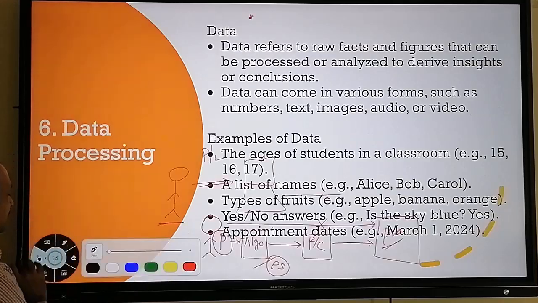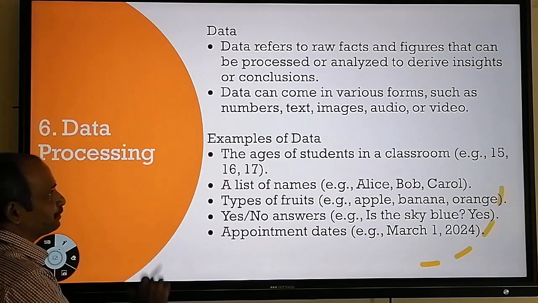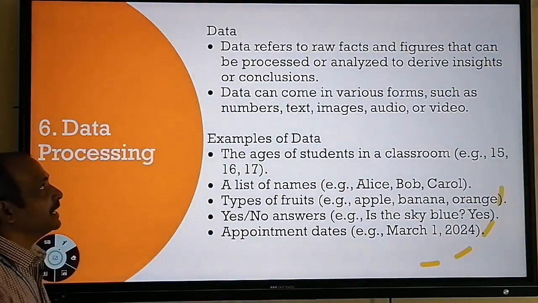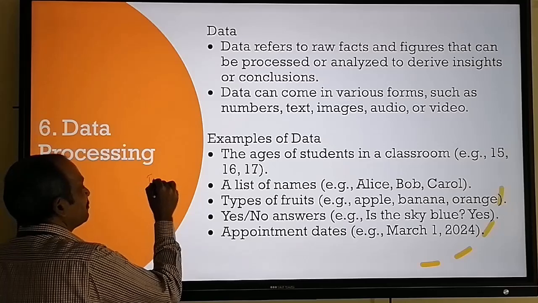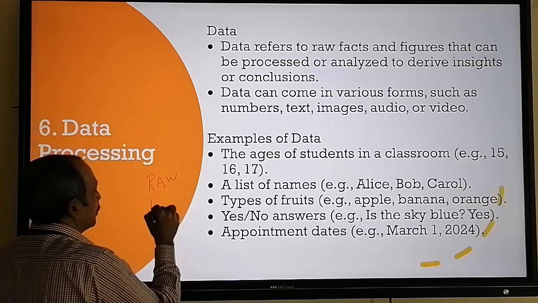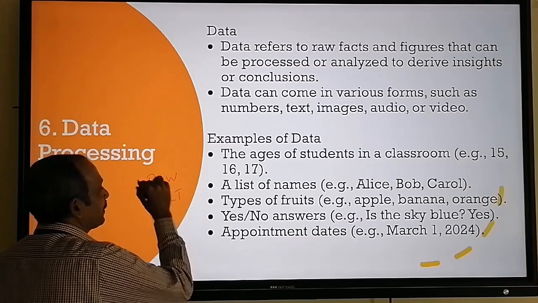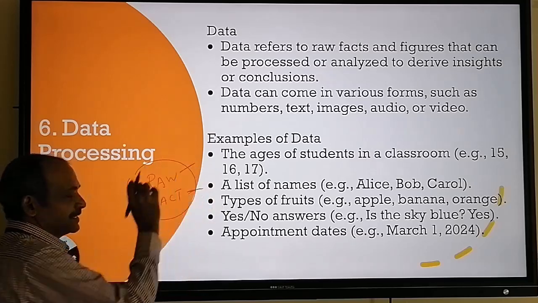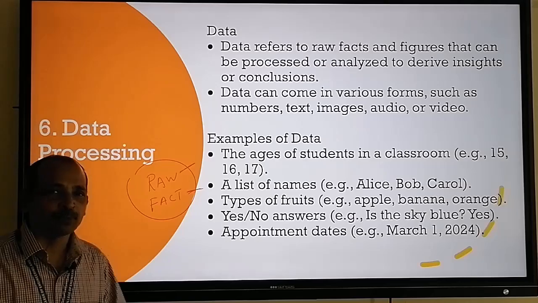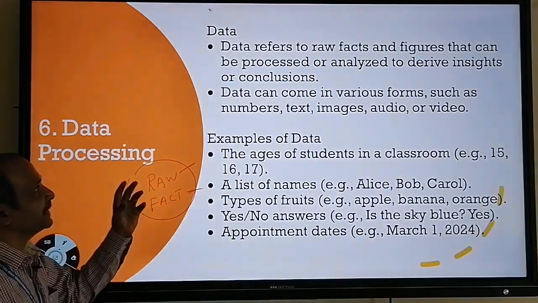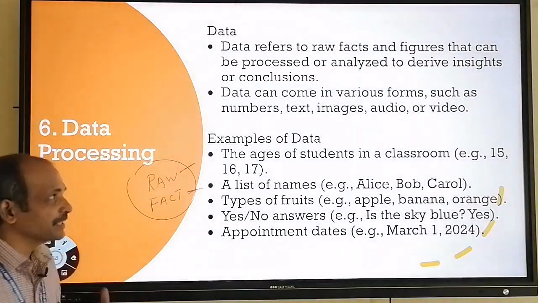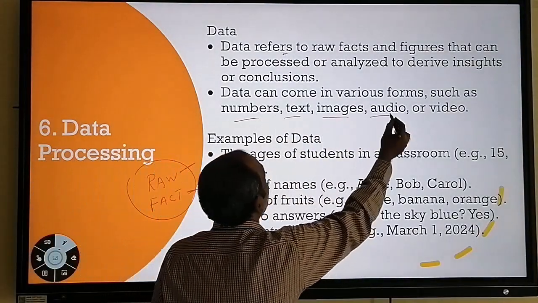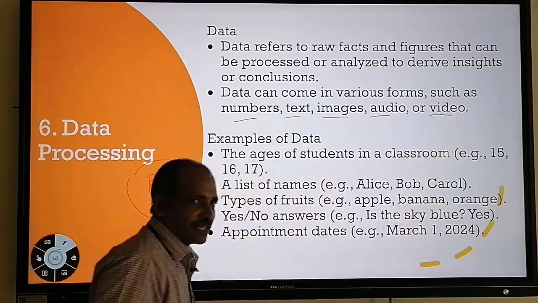The next slide is data processing. I already told you, so what is data? Data is called a raw fact. It is a fact, but we cannot do anything by using that. It won't give any proper information for you. So that is called the data. The data could be anything. It could be in the form of numbers, text, images, audio, video.